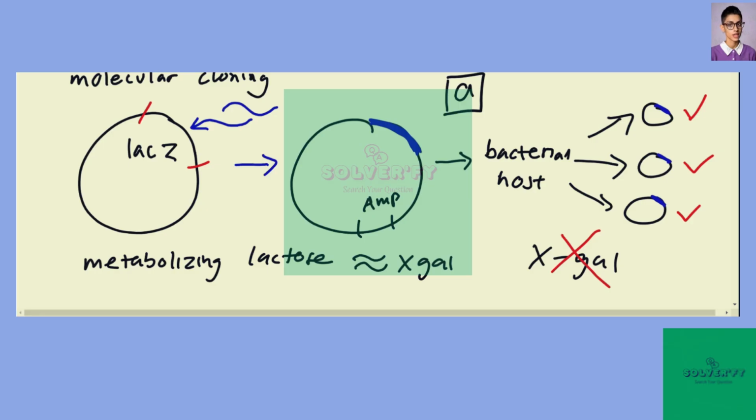And finally, let's look at D. In part D, they are saying that they want to introduce it into a viral vector, and that is not part of molecular cloning because typically we're going to be focusing on a bacterial host, right? And additionally, we're not synthesizing xgal. So that is also another reason why we are not picking answer D. So the process of molecular cloning, the answer is A.